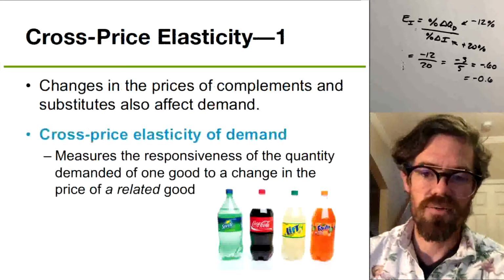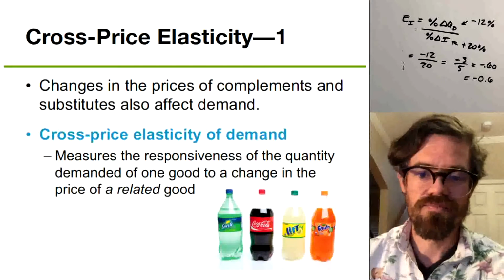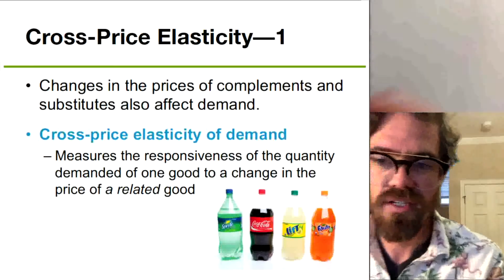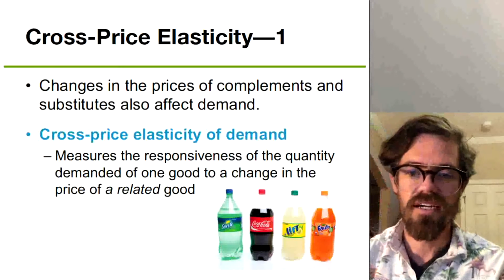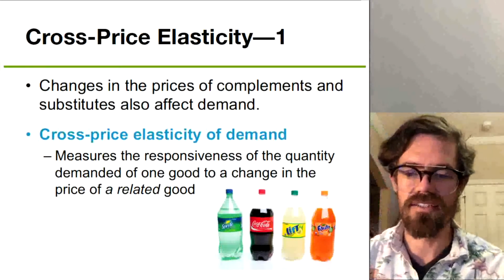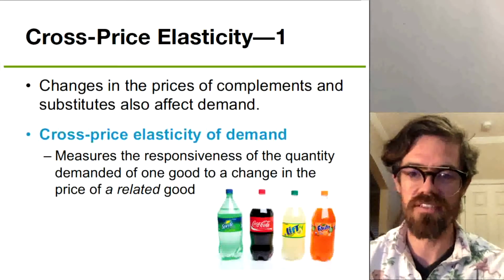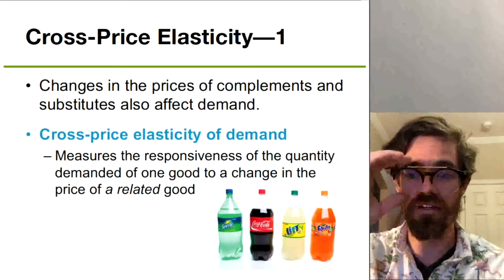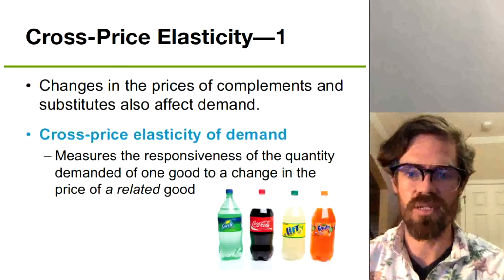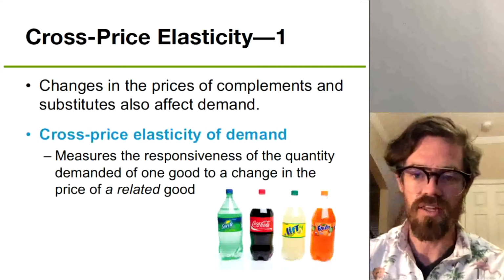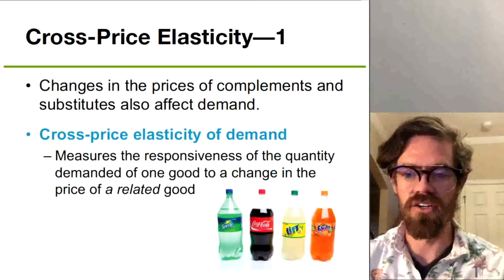Okay, so here we're going to look at cross-price elasticity. This one is very similar, almost identical to regular price elasticity. But now we're comparing two goods. This measure of elasticity is going to tell us whether two things are complements or substitutes. It measures the responsiveness of the quantity demanded for one good while the price of some other related good is changing.